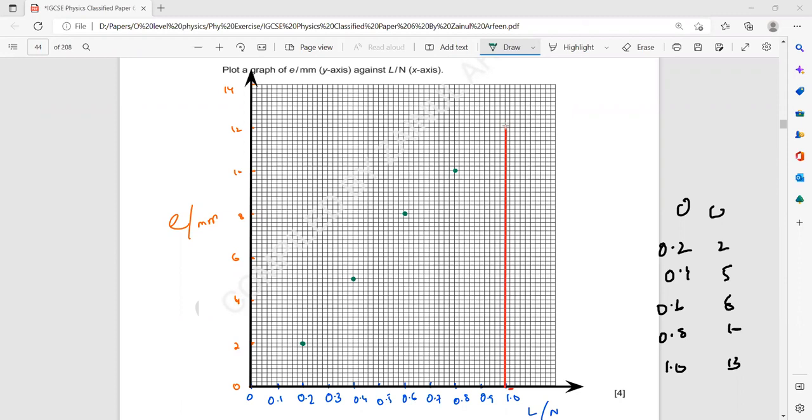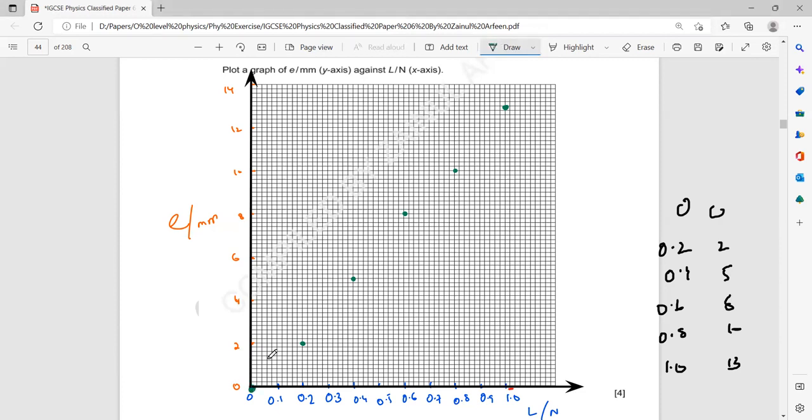So this is 12. Then 1, 2, 3, 4, 5. So this will be 13. So what we will do, because we know force and extension are directly proportional, we'll plot a line of best fit, and it should start from origin because the first point is 0, 0. That is also you have to mark. The first point on the grid is 0, 0.